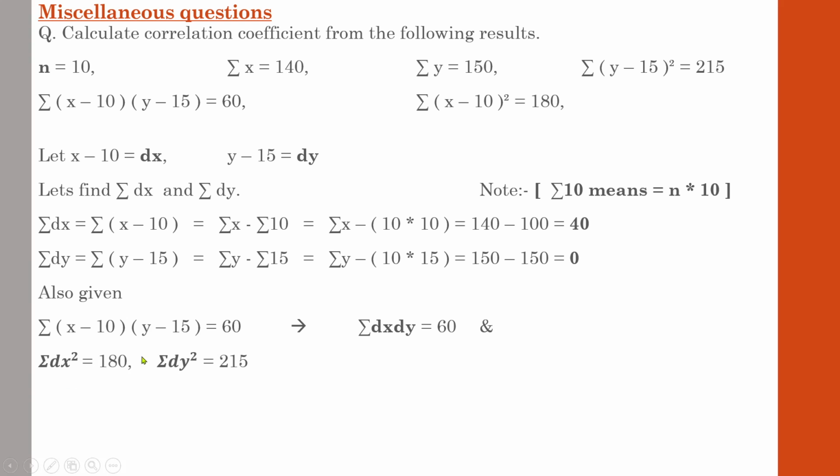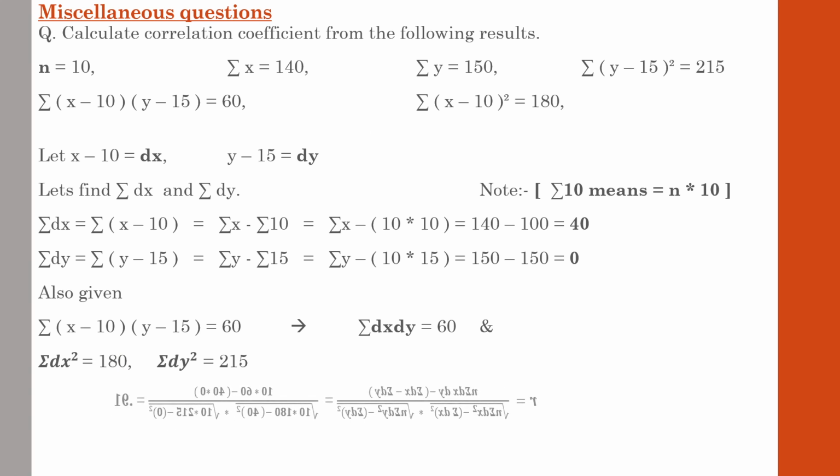And regarding dx square, it can be easily understood. See, sigma into y minus 15 whole square. Here y minus 15 is dy. So sigma y minus 15 the whole square will be dy square. So sigma dy square is 215 and sigma dx square is 180. So just substitute directly in the equation.